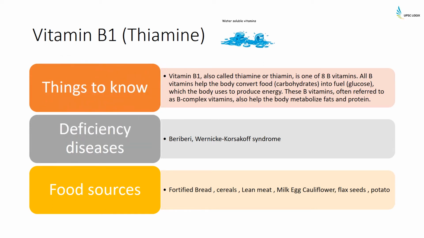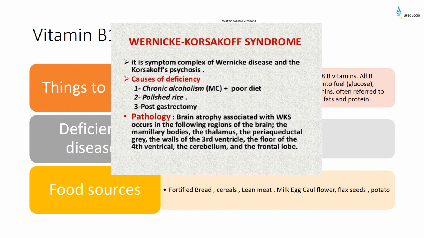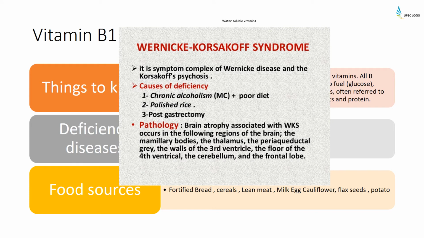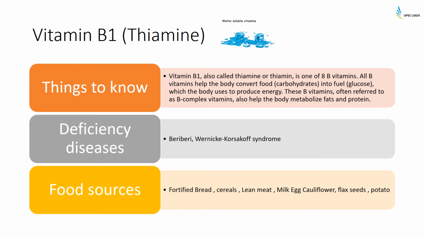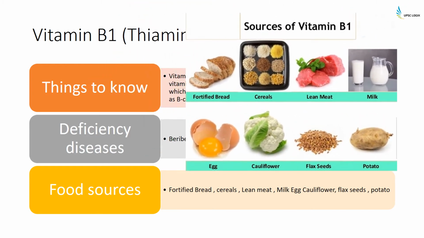Then there is another disease called Wernicke-Korsakoff syndrome. So this is a brain disease and it is generally caused due to chronic alcoholism, polished rice and or post-gastrectomy. And this affects more or less all the regions of the brain. So this is quite a complex and dangerous disease. Then let us have a look at the food sources of vitamin B1, and these are fortified breads, cereals, lean meats, milk, egg, cauliflower, flax seeds and potato.